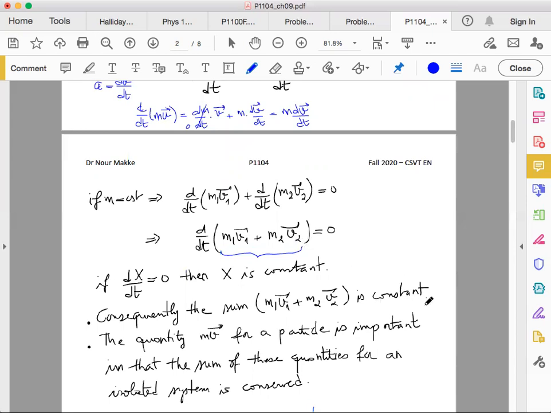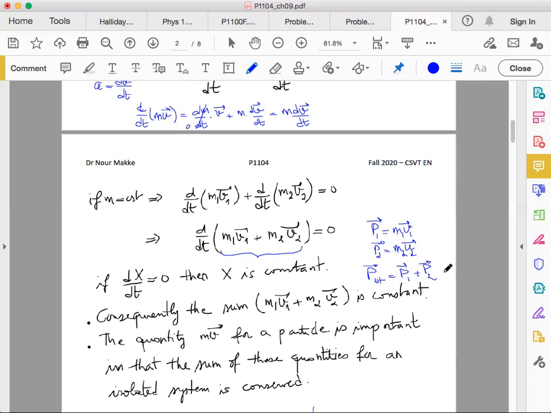It does not vary as a function of time, and therefore we can define m times v to be the linear momentum of a given particle. So if we say that p is the linear momentum of the particle, then we can say that p1 is equal to m1 v1. Then m2 v2 would be the linear momentum of the second particle. And so the expression that we have inside the derivative would be p total, or p of the system, which is the summation of the linear momentum of both particles. So p total is equal to p1 plus p2.